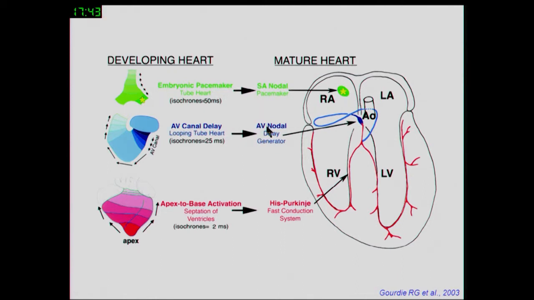The atrioventricular node delays AV canal conduction for sequential contraction of atria and ventricles, and it originates from the atrioventricular canal tissue made of slow conducting primary myocardium. In contrast, the ventricular bundle branch derives from the fast conducting working myocardium for simultaneous ventricular contraction.